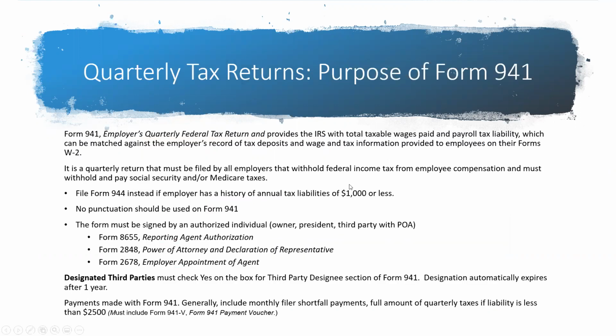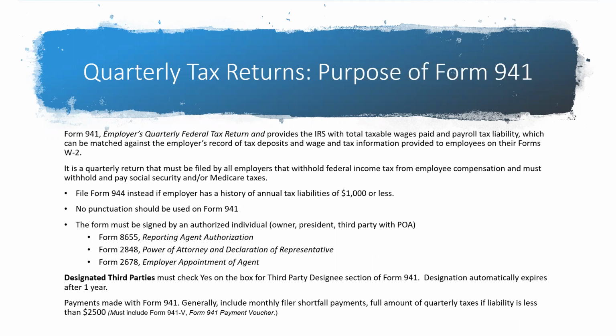All right, so quarterly tax returns, the purpose of the 941. The Form 941 is probably the most common quarterly tax form that you guys are all probably already aware of. Form 941 is used to provide the IRS with total taxable wages as well as payroll tax liabilities during the quarter, and those can be used to be matched against the employer's record of the tax deposits and the wage and tax information provided to the employees on the Forms W-2.